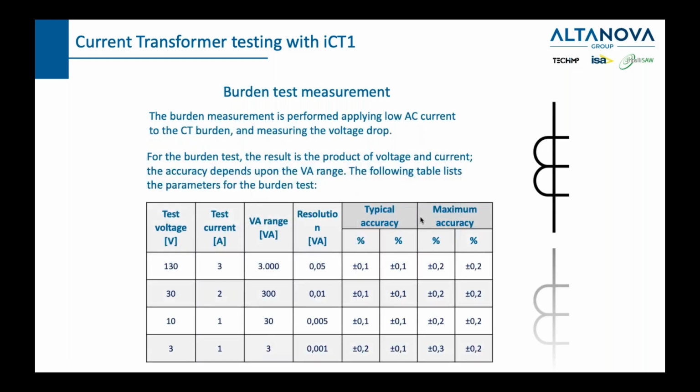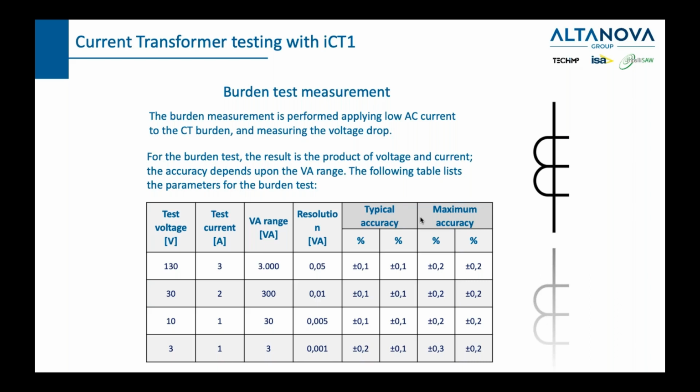And when we come to the burden test, which we mentioned before, the burden is actually how many relays or energy meters we can provide with a signal coming from our CT or our VT when we use it properly. So we cannot connect 20 relays to one CT. We can maybe connect 3 or 4 relays and maybe 1 metering unit. So we measure the burden by applying a low AC current to the CT's burden and measuring the voltage drop. That way we know how much that is.